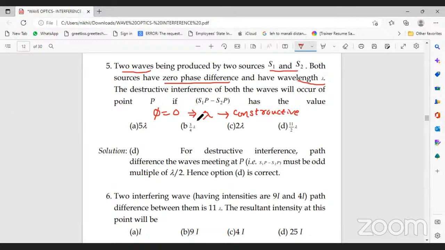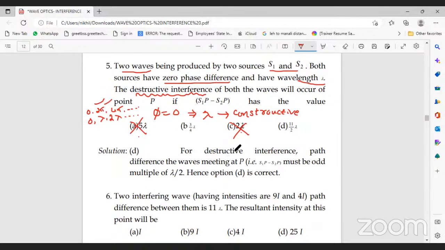Constructive, yes, because for constructive interference the phase difference should be 0, 2 pi, 4 pi, like that. Path difference should be 0, lambda, 2 lambda, like that. Now they are expecting what type of interference? Destructive. For destructive interference, 2 lambda and 5 lambda are not possible, because they are in this format. Those give constructive interference.